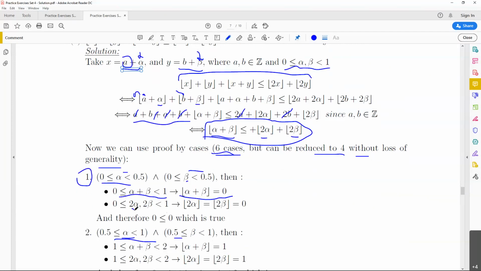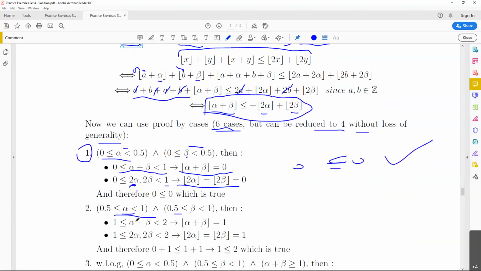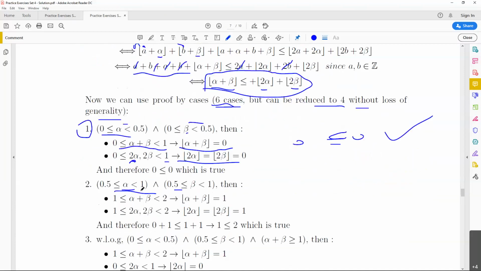Again, alpha is less than half, so 2 times alpha is going to be less than 1. Floor is 0. Both sides, so 0 is less than or equal to 0. That's true. What if they're both bigger than a half? Well, if you sum them, they're going to be greater than 1, but still less than 2, because both of them are less than 1. The floor of that is going to be 1. Right-hand side, it's going to be 1. 1 is less than or equal to 1.